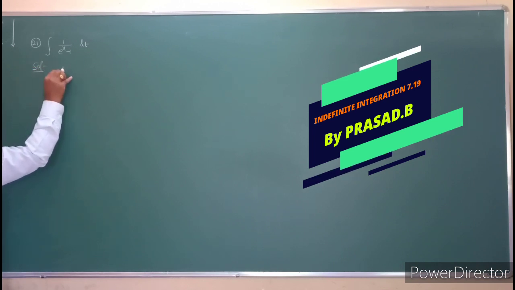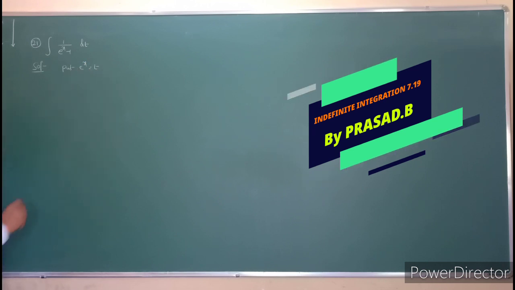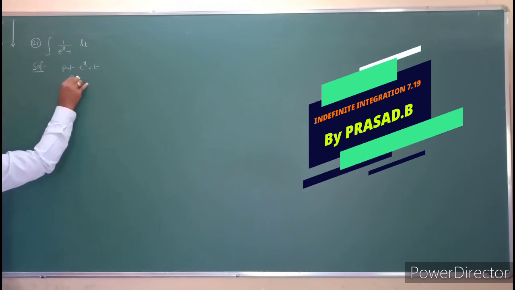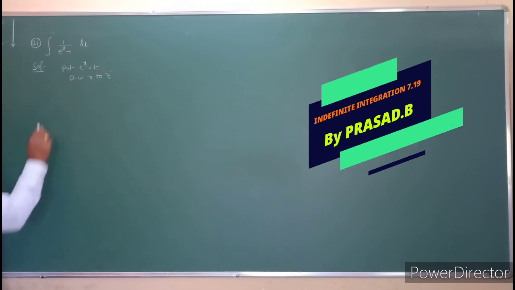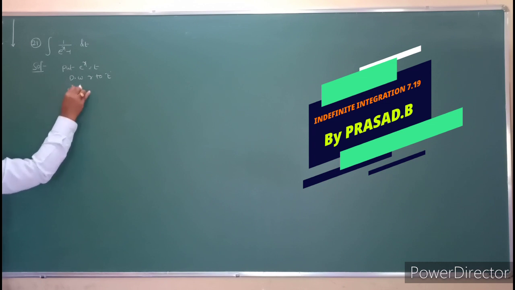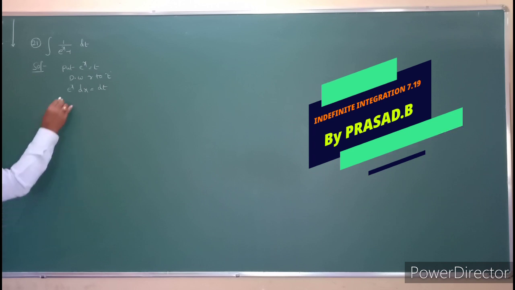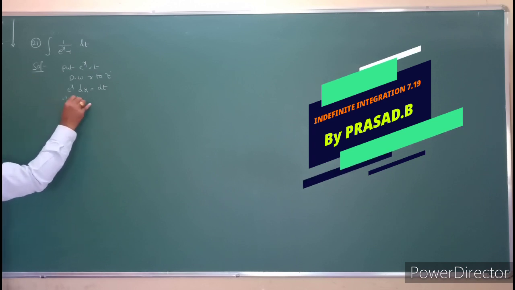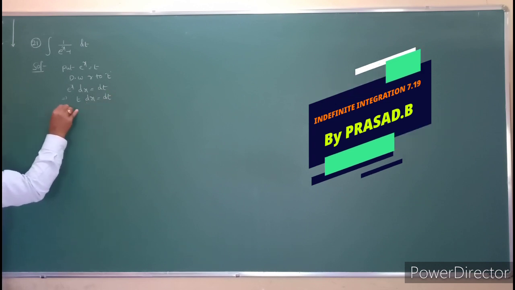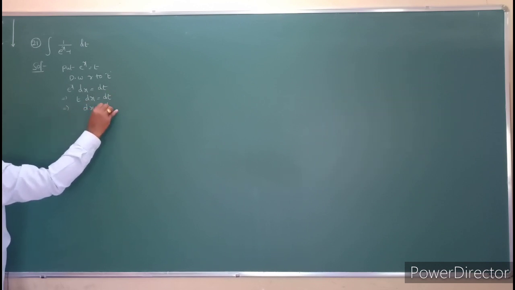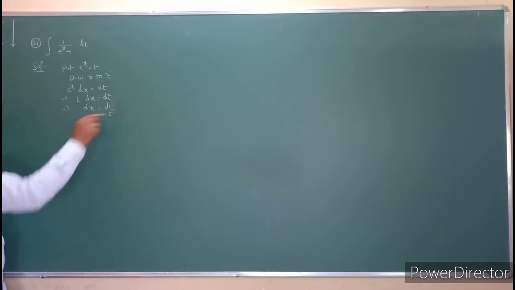So first I am taking: put e power x is equal to t. Differentiate with respect to t. E power x derivative is e power x into dx is equal to dt. So that means e power x value is t, so t into dx is equal to dt. So dx is equal to dt by t.